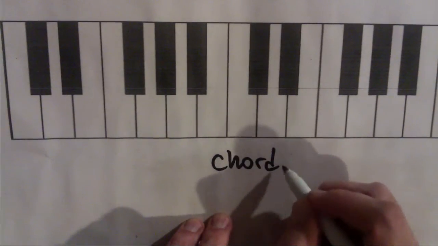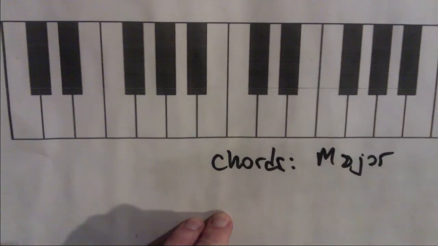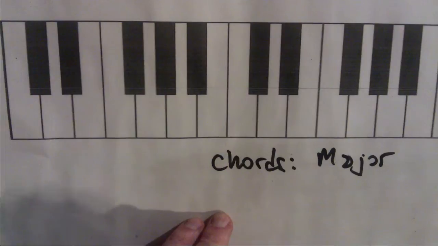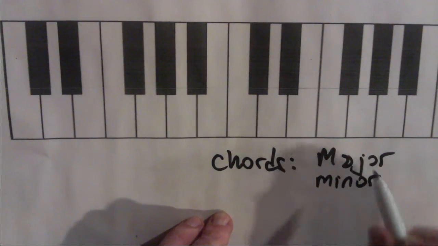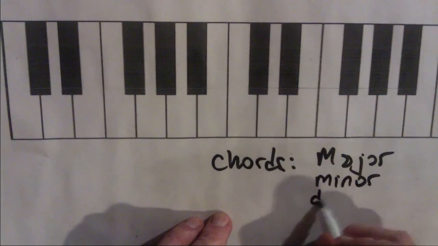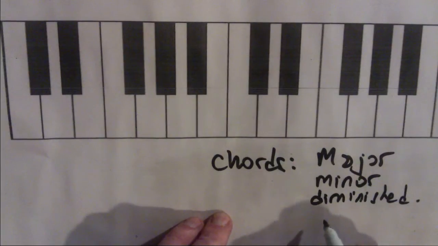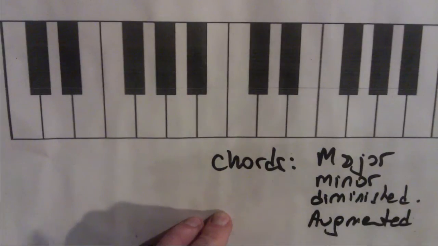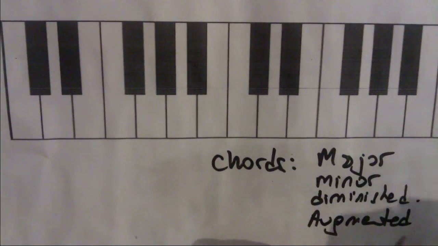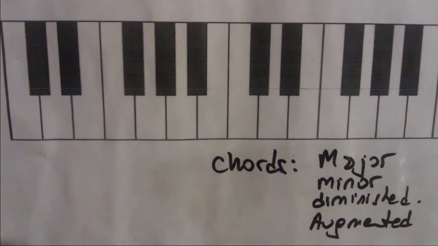I'm just going to write here chords: the major, the most important of them all, then the minor, also very important, and then the diminished and the augmented. That is actually an augmented 5th chord, but we're just going to call it augmented. We're just going to play an example of each.